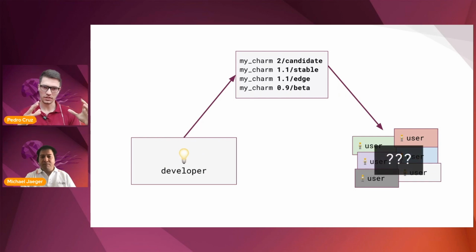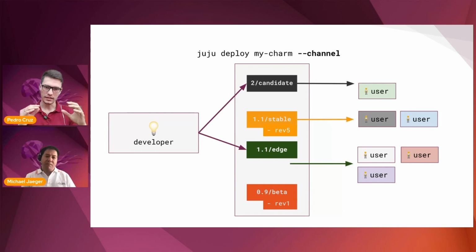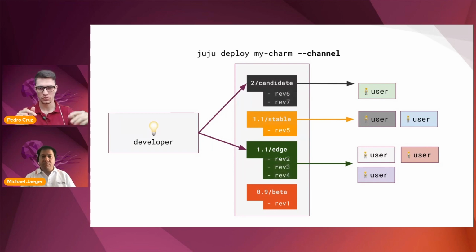So that's where the concept of channels enters. Channels are essentially subspaces under the same charm name. And when a user deploys a charmed operator, they can specify a channel from where to get the charmed operator. And when they do that, their systems will only get updates from that specific channel. And we call that tracking a channel. So their systems will always be tracking a channel. And in this example here, the names of the channels are 2/candidate, 1.1/stable, 1.1/edge, and 0.9/beta.